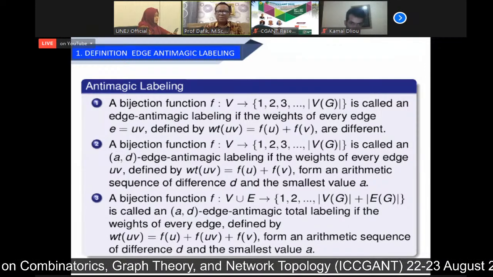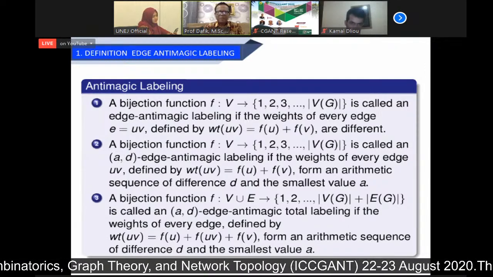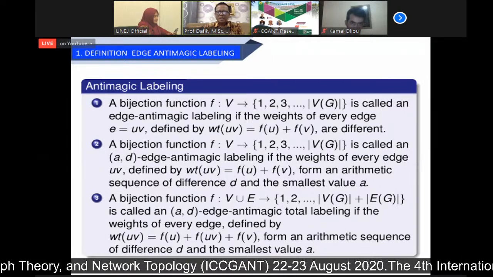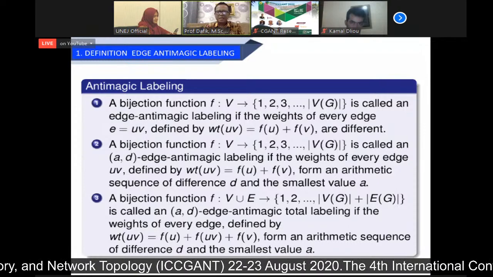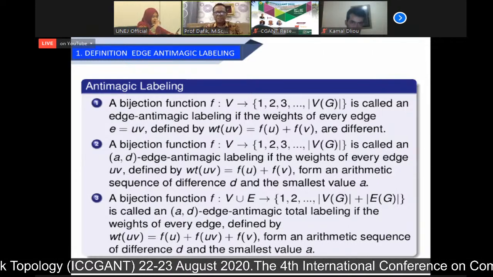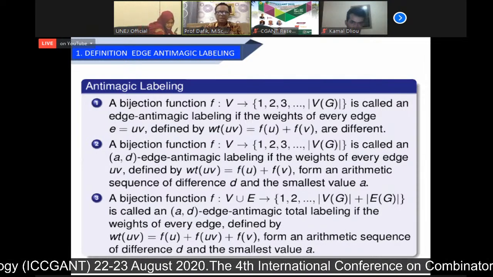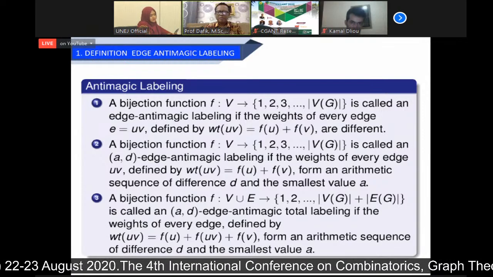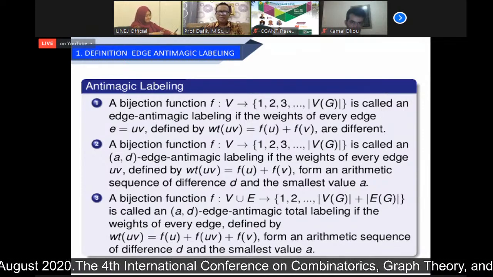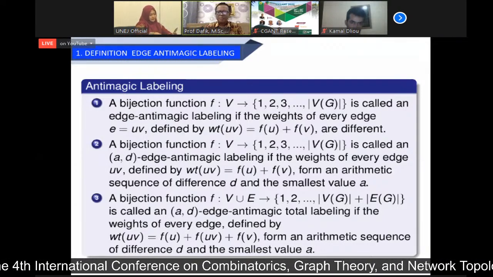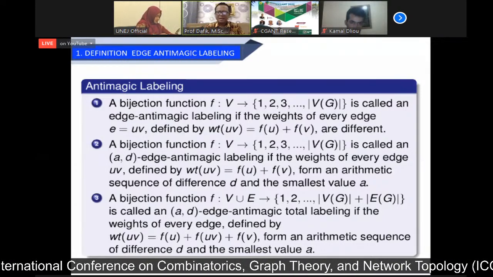Started from 2007 when I was studying at the University of Ballarat, currently Federation University. But before that, you can see a lot of researchers working on that. And then you can see the dynamic survey of Joseph Gallian about graph labeling.